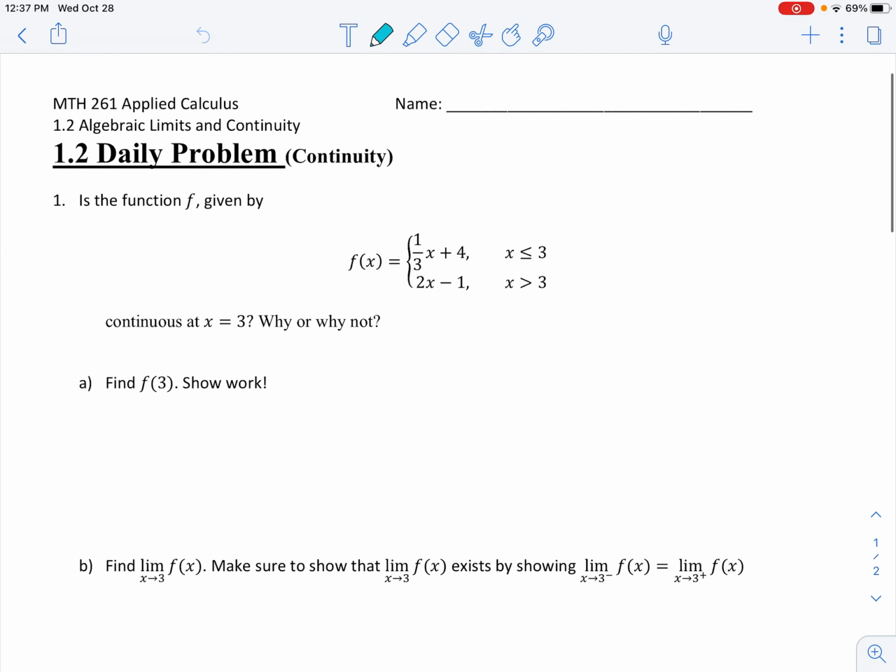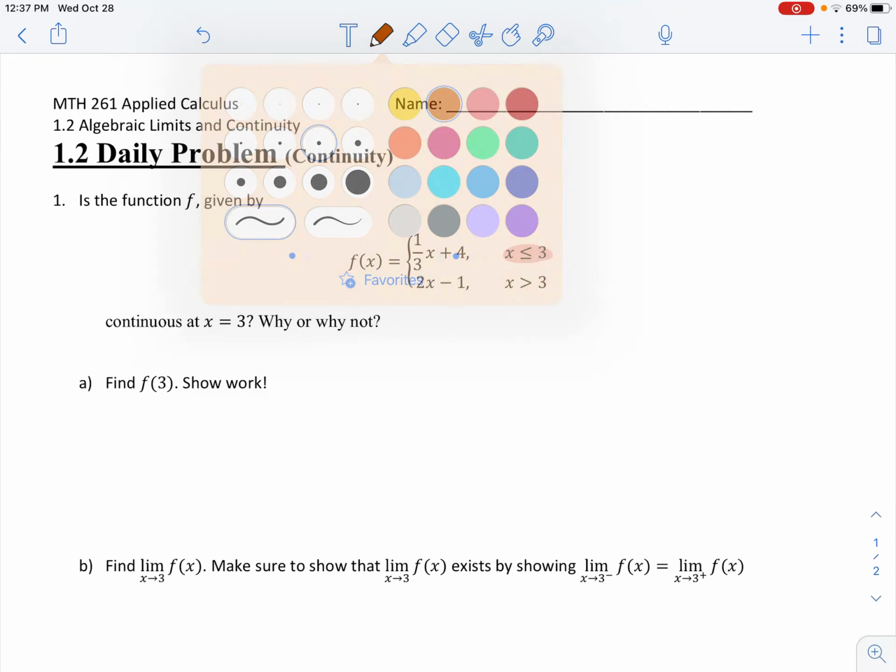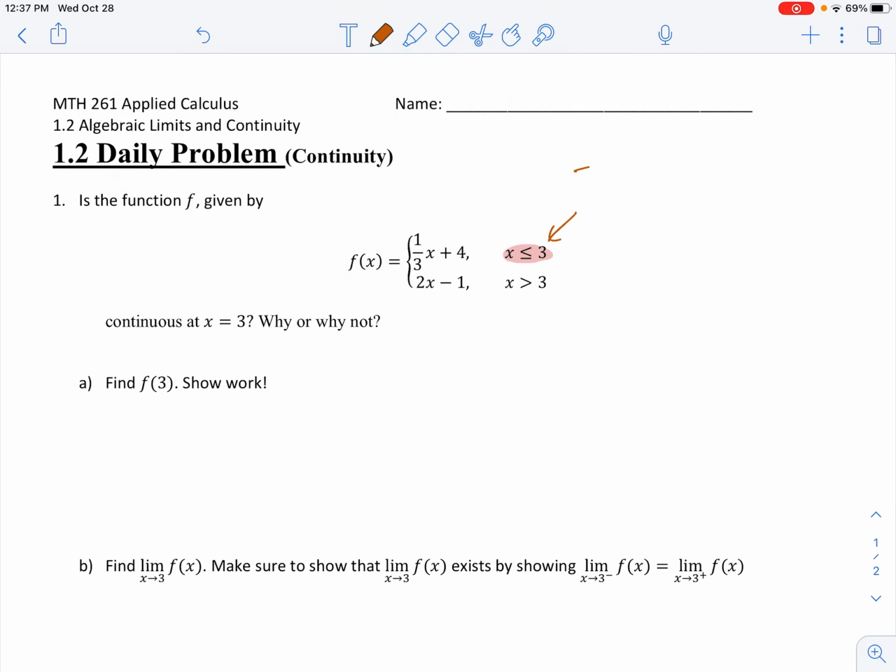Alright, so is the function f given by f of x equals, here is a piecewise function. I got two pieces. So what's going on over here? Orange pen. This is good. To the left of 3, use this piece right here. Use 1/3 x plus 4. Anything smaller than or equal to 3, I'll use this piece, 1/3 x plus 4. And the bottom one is saying what? x is greater than 3.